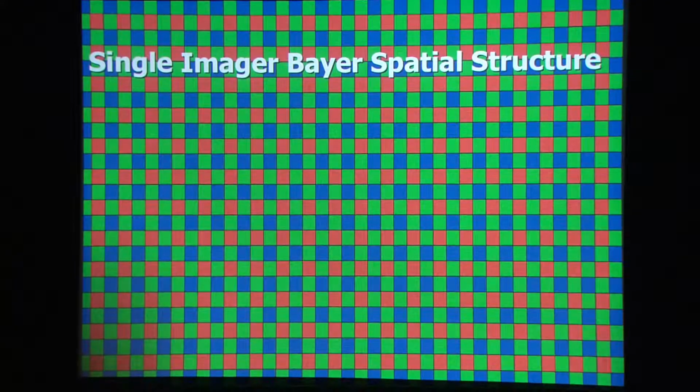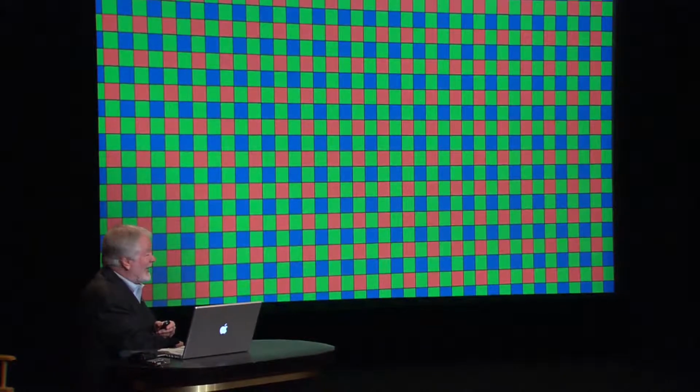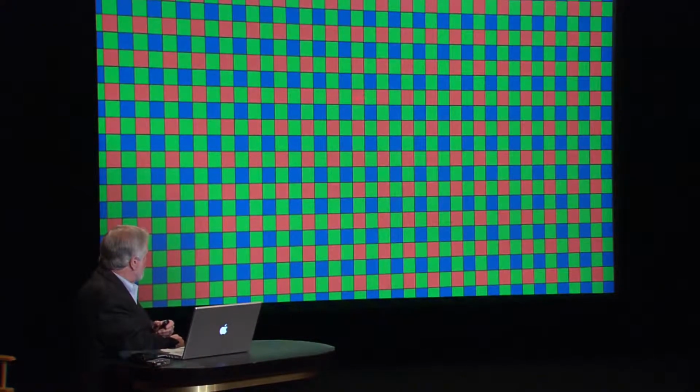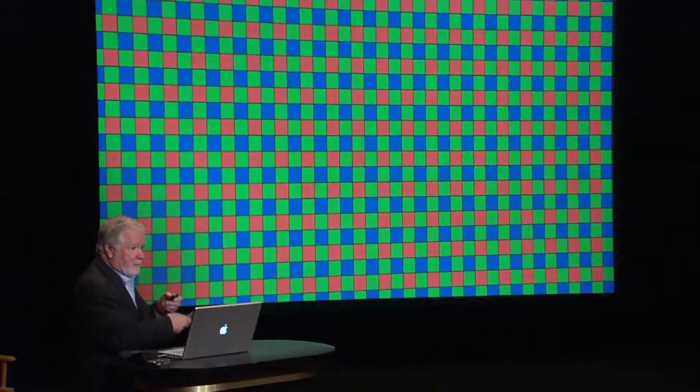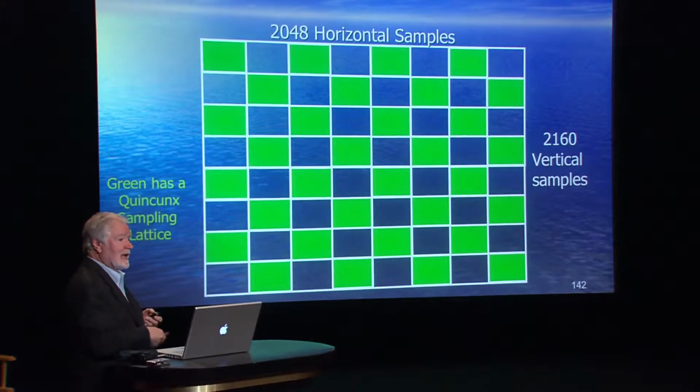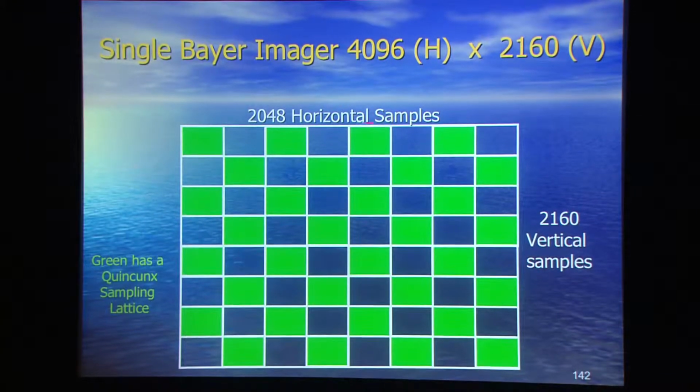I want you to first look at, we're getting a close-up of the Bayer sensor. The photosites on that sensor have this structure, and you'll see lots of greens, a quincunx of green, 2 reds, 2 blues. Now if you break that apart to look at them separately, you'll find the green is structured like that. It has half the number of samples. 4096 was in the total sensor, but half of that horizontally is green, and half of the vertical is green.